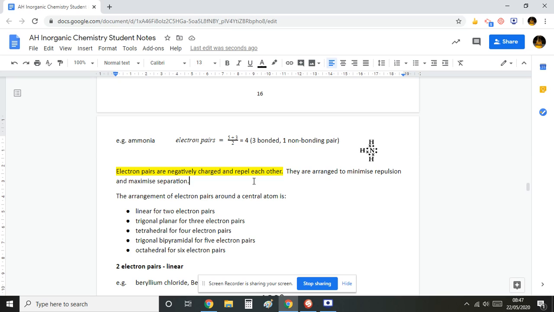The arrangement of electron pairs around a central atom is linear if you have 2 electron pairs, trigonal planar for 3, tetrahedral for 4, trigonal bipyramidal for 5, and octahedral for 6 electron pairs. We're going to have a look at some examples. These are the classic examples that you will see.